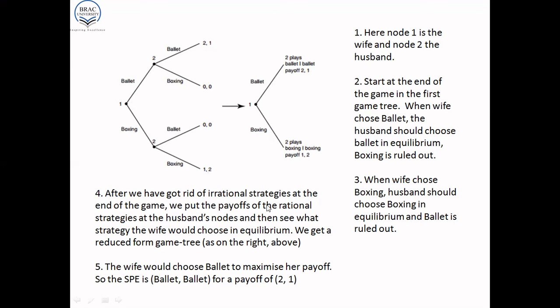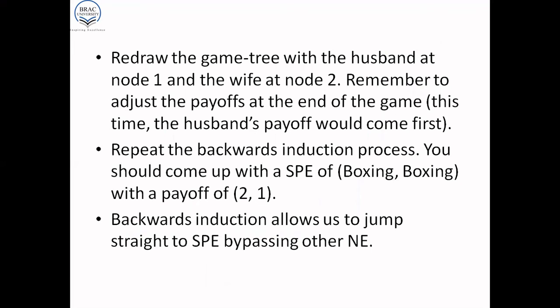When you do that and you repeat the logic of backwards induction and subgame perfection, you should get a subgame perfect equilibrium for the whole game of boxing with a payoff of 2, 1. And once again, backwards induction allows you to jump straight to SPE by bypassing other non-rational play and other Nash equilibria. Okay, so I'm going to stop the video here.